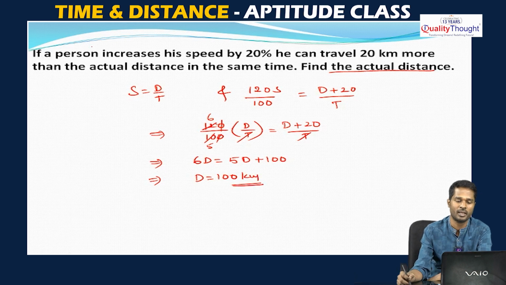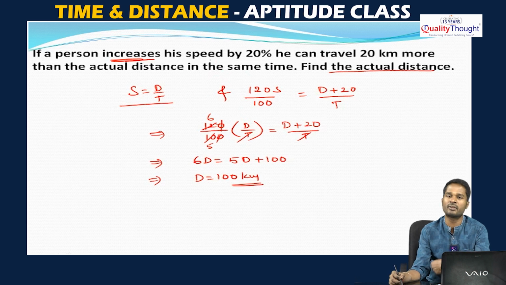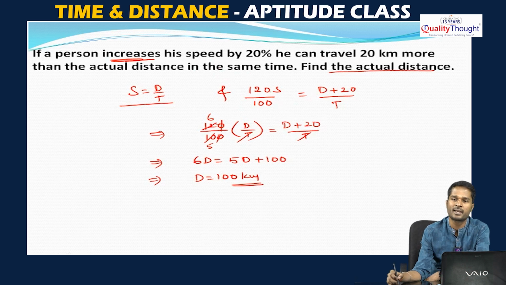The question is simple: a person increases his speed by 20%. We don't know the actual speed, so let's consider it as S equals d by t. In the second case, he says increases. Increases means the original speed S will increase by 20%, which becomes 120 S by 100. Because he increased his speed by 20%, he will travel 20 kilometers more, that means d plus 20 by t. Now S is nothing but d by t, so I have written 120 by 100 into S, which is d by t, equals d plus 20 by t.